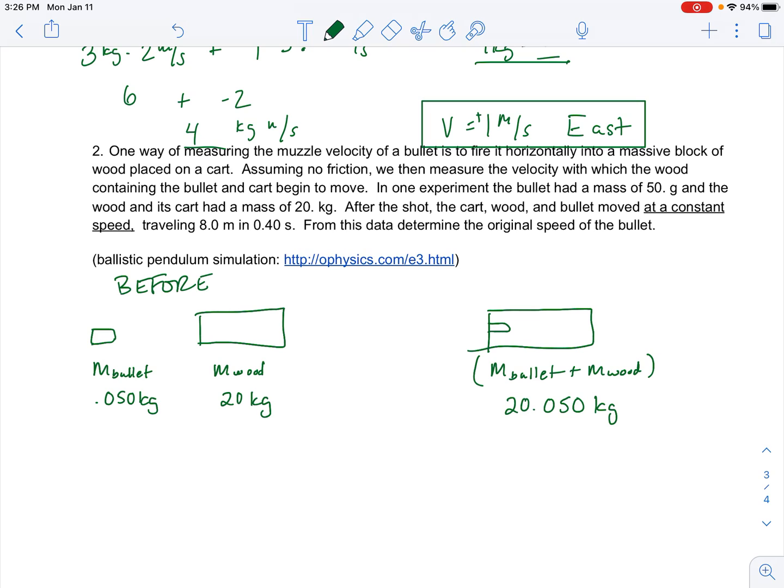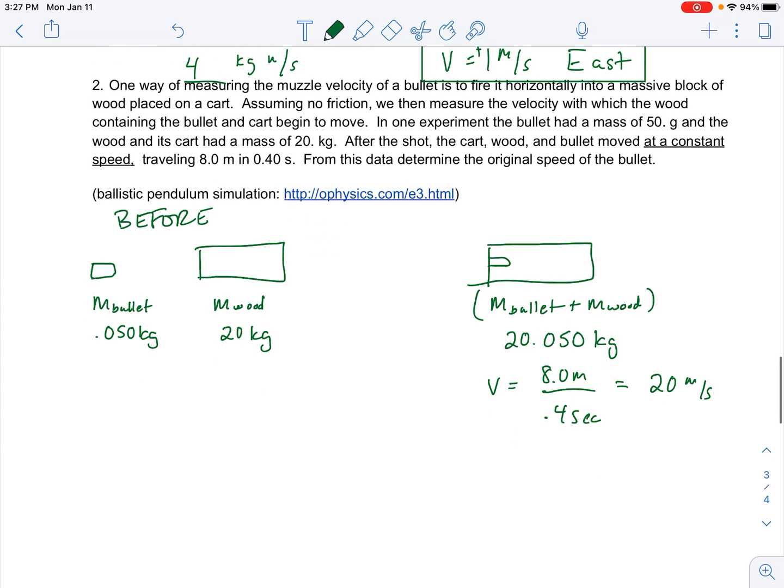After the shot, the cart, the wood, and the bullet moved at a constant speed, traveling 8 meters in 0.4 seconds. So the velocity is going to be 8 meters in 0.4 seconds. So I can divide to determine the speed. I'm getting out my trusty calculator here. And I get a velocity of 20 meters per second.